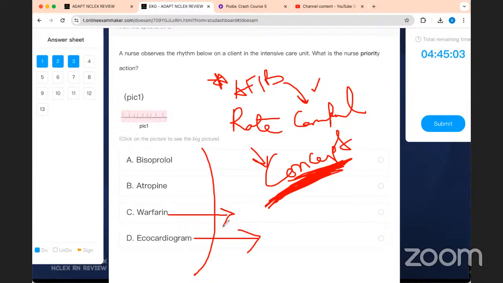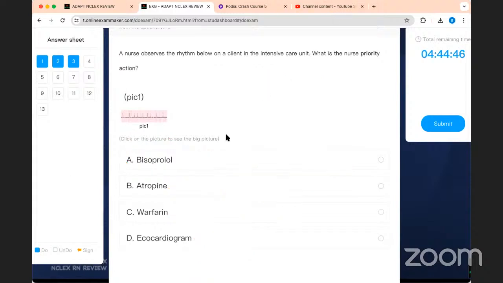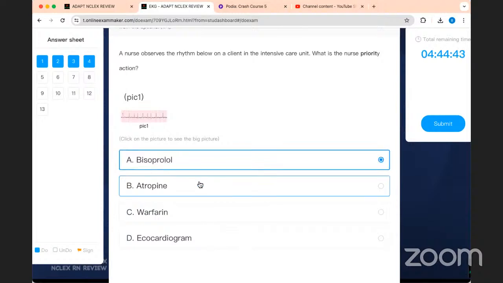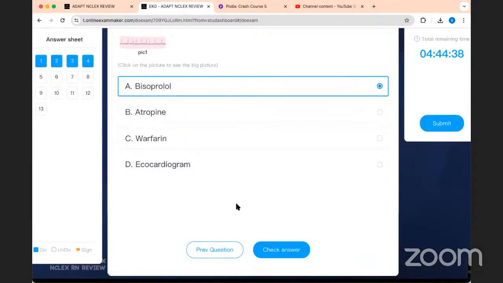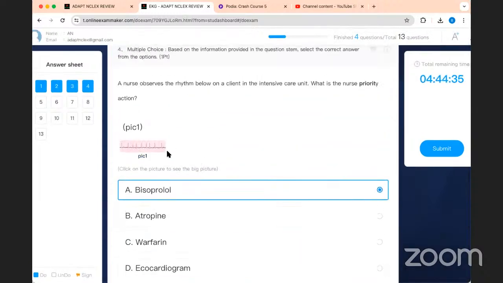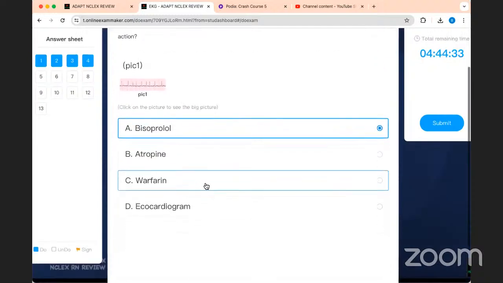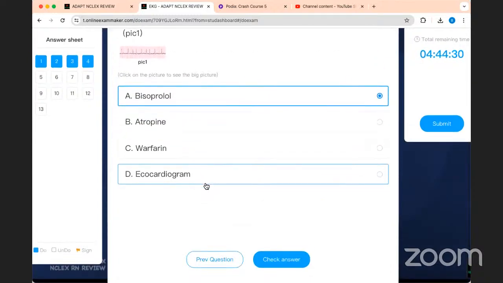Warfarin does not control your rate. Atropine is going to make this what? The heart rate goes up. It's an anticholinergic, it will go up. So you're left with this test-taking strategy. Beta blocker is your answer. So always go with the concept. Okay, guys, concept is the key. If you pick C, once again, in atrial fibrillation, the priority action is to control the rate, not to give anticoagulation.